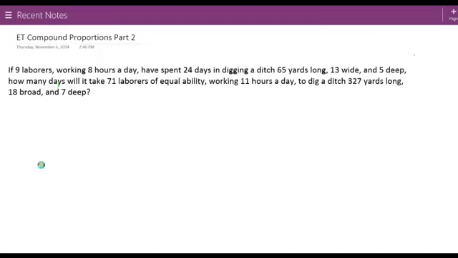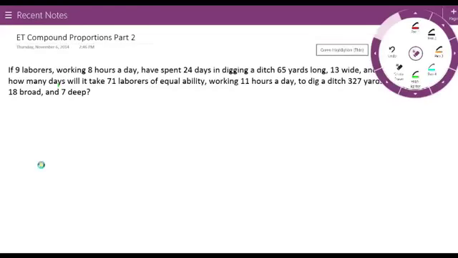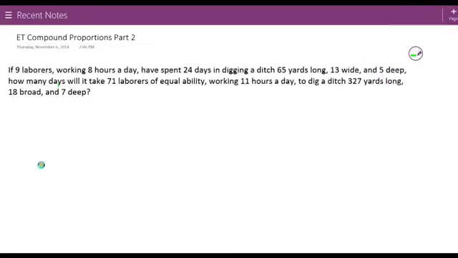Hello everyone, this is Mrs. McCrary. Today we're going to continue looking at compound proportions from Elementary Treatise, and we're going to start with an example.